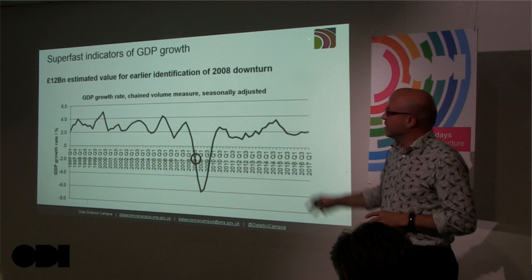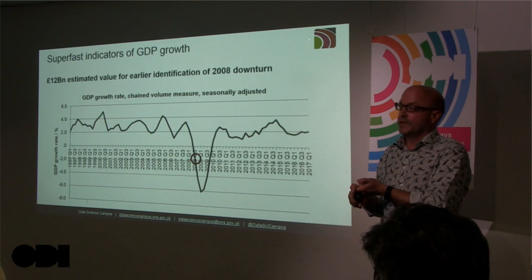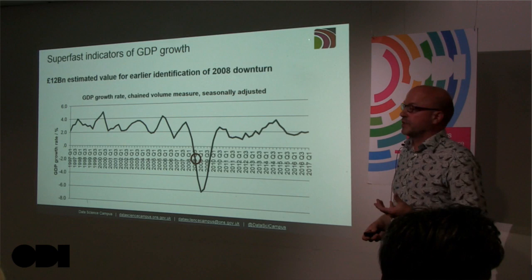So if you can produce faster, better estimates of big changes in the economy, you can then make decisions faster. That might be changes to interest rates. It might be changing access to finance, or other aspects as well. Policymakers, the Bank of England, decision makers and so on can take faster action. So there's a huge win here.